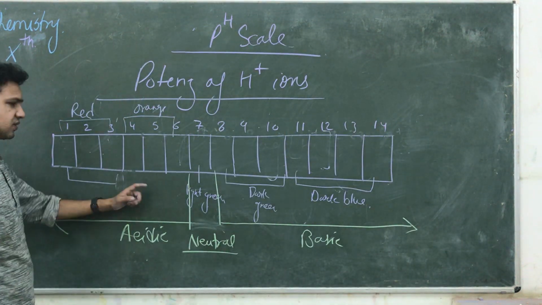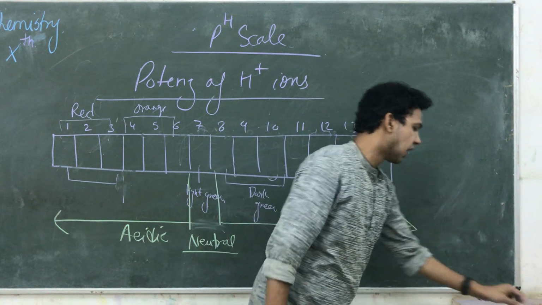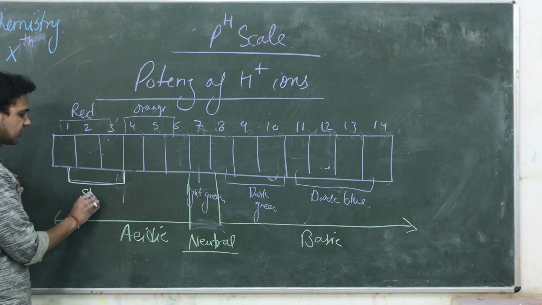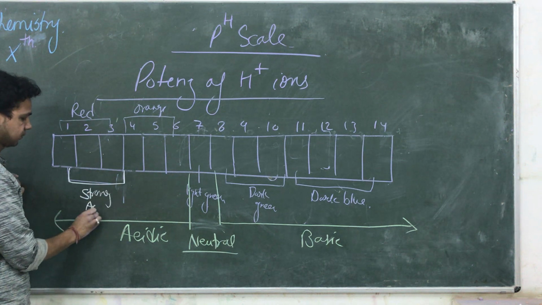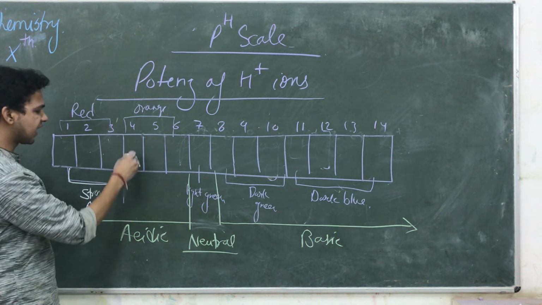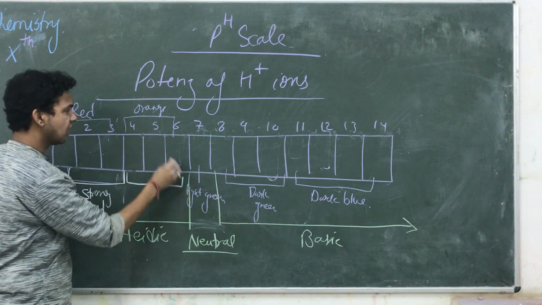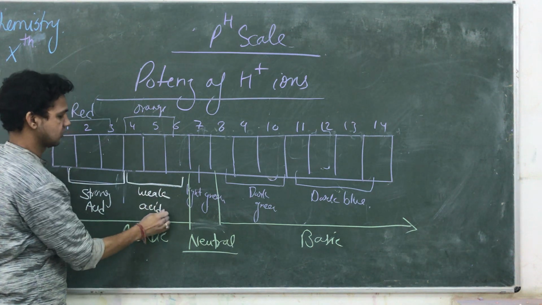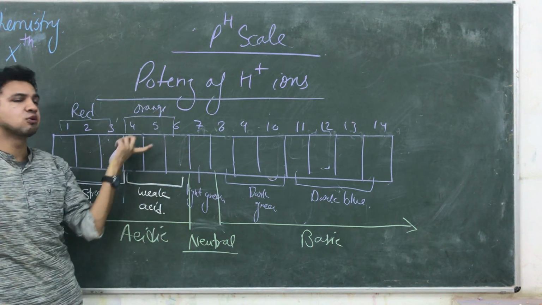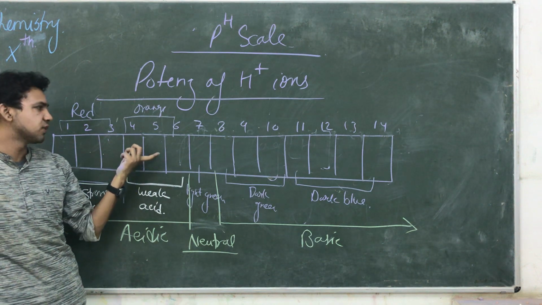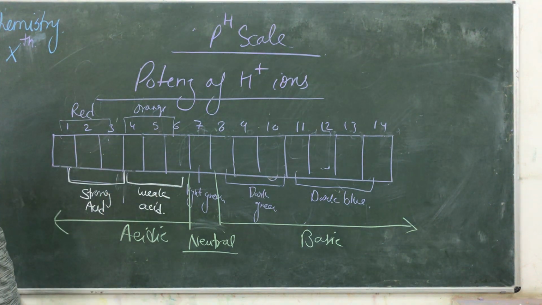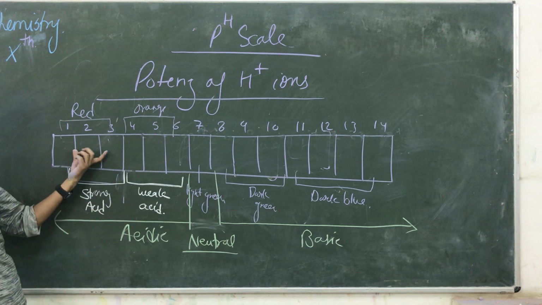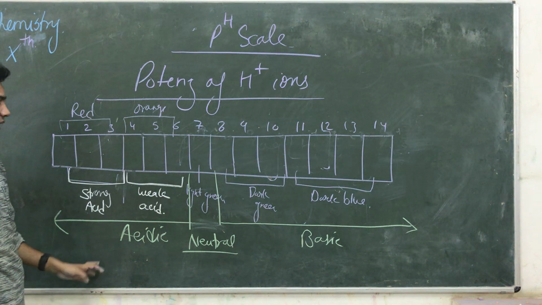Suppose the color appears red, so what is the red color called? Strong acid. If the color arising is orange, it is known as a weak acid. If the color is orange, the concentration values are lying between 4 to 6, which is known as a weak acid. If it is an intense red color, its values are lying between 1 to 3, so it is known as a strong acid.